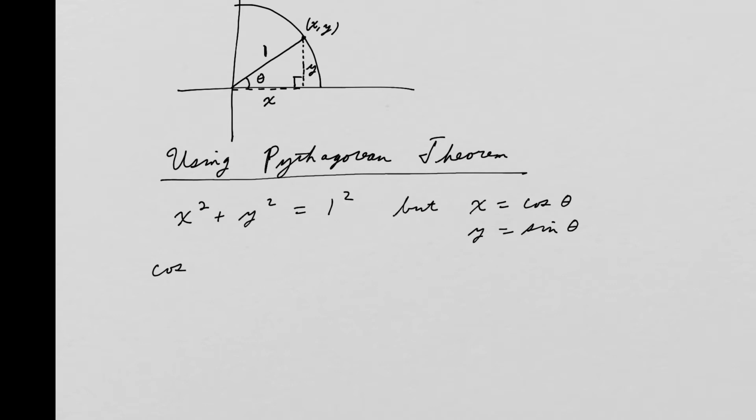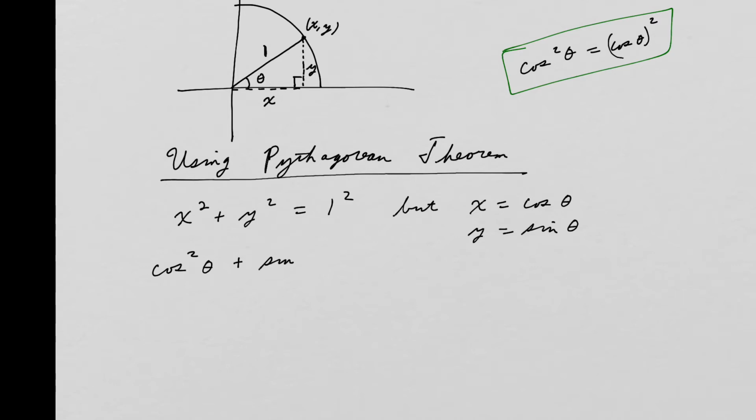Usually the way we write this is cosine squared theta. This means cosine of theta, the whole thing squared. Just a shorthand notation way of writing that. Okay, so cosine squared of theta plus, if I take y, plug it in and square, I'm going to get sine squared of theta equals 1 squared, but that's just 1.